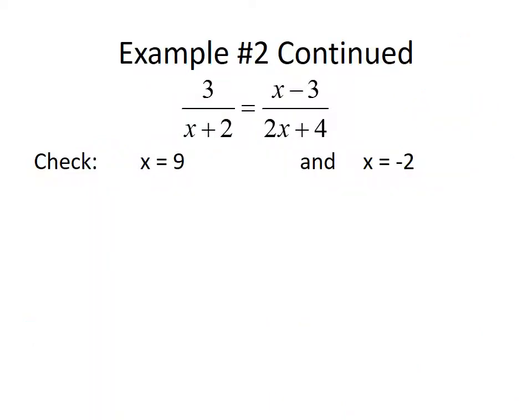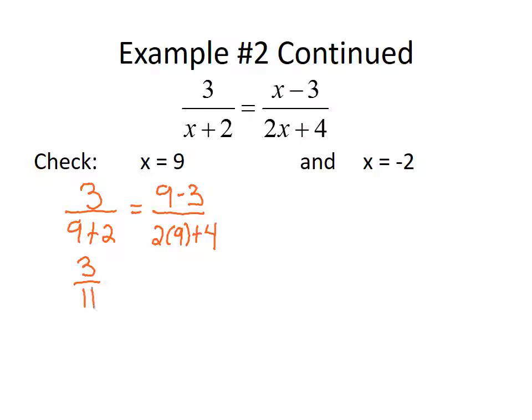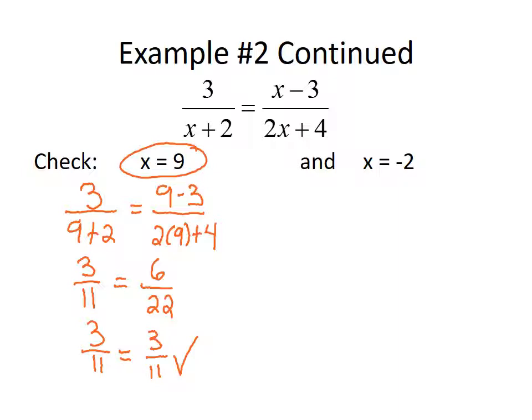So we're going to move on to our checking. I'm going to check 9 first. So I have 3 over 9 plus 2 equals 9 minus 3 over 2 times 9 plus 4. Now I'm going to simplify both sides. So I have 3 over 11, and I can leave that, equals 6 over 18 plus 4 is 22. Now I can simplify 6 over 22, so I have 3 over 11 equals 3 over 11.